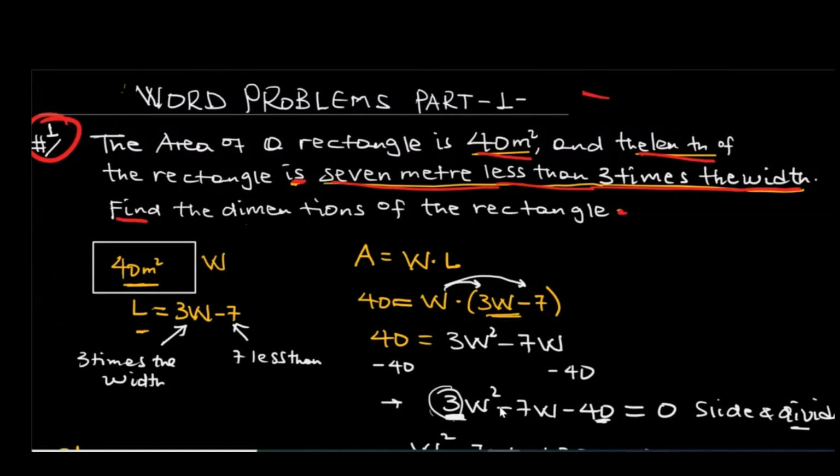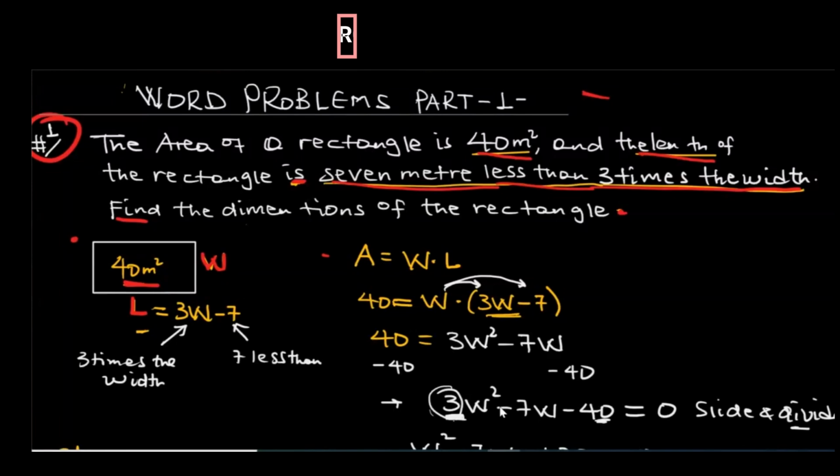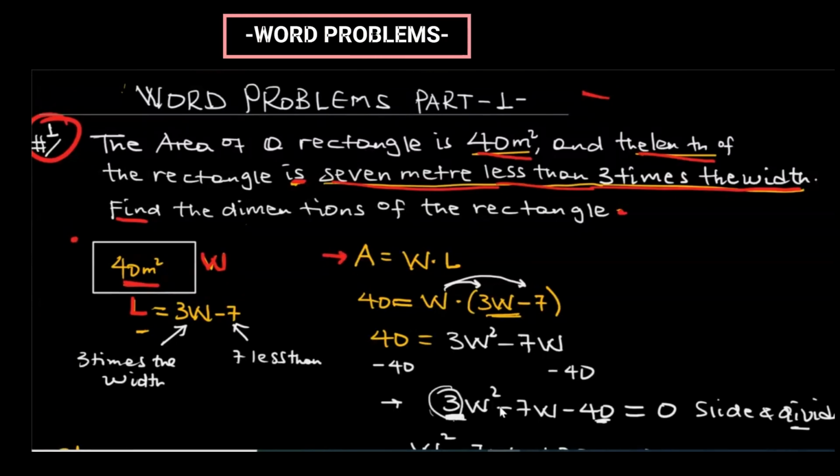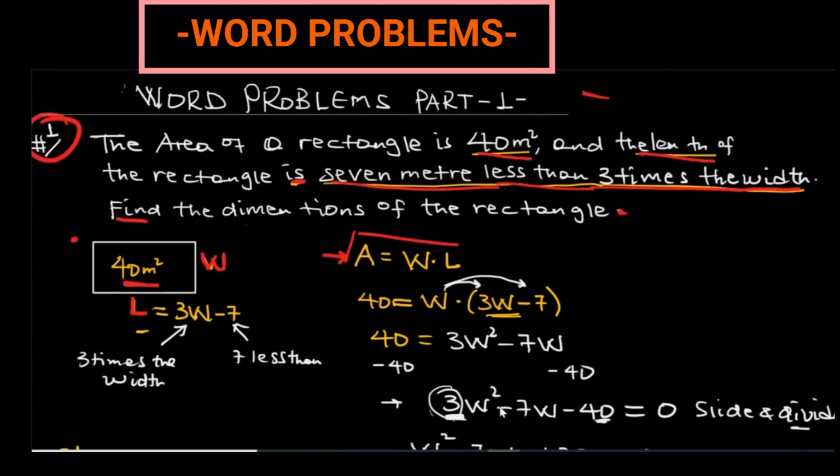Look at this rectangle here. This one is the width of the rectangle, and this one is the length. A rectangle has width and length; these are the two dimensions. This rectangle has an area of 40 square meters, and we know that the area of a rectangle is given by area equals width times length. This is a very important formula to know.